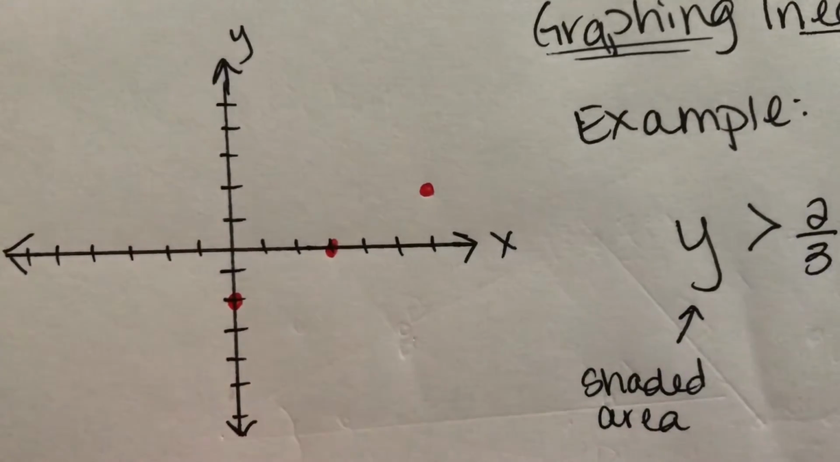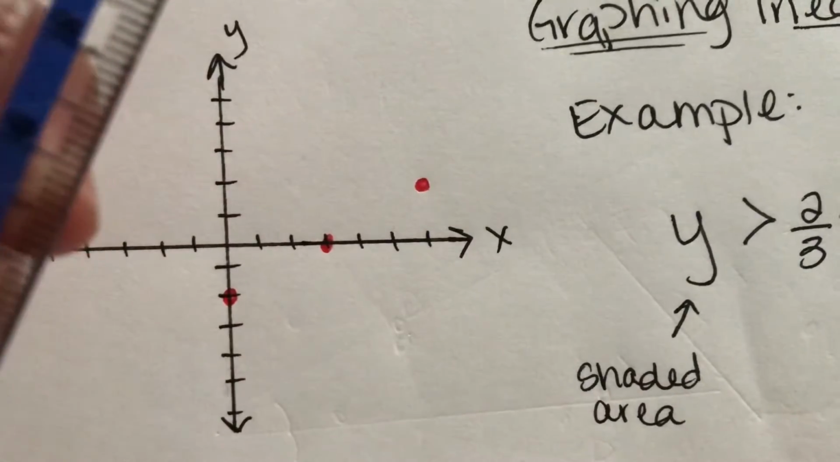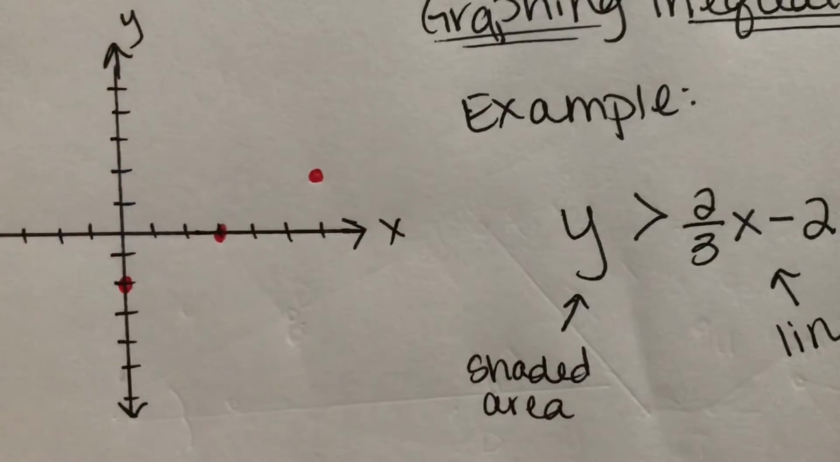But when I sketch my line, I gotta know, is it going to be a solid line or a dotted line? So I'm looking at, sorry, my son's knocking on the door.